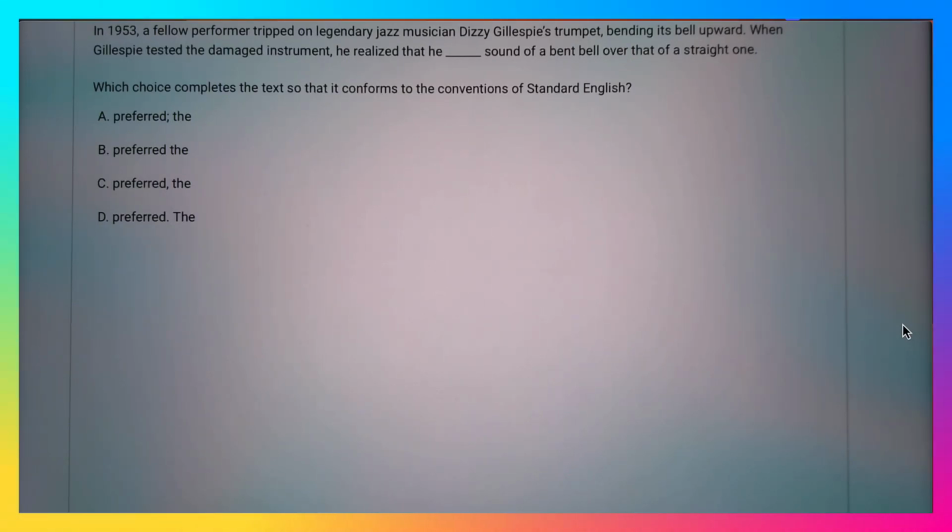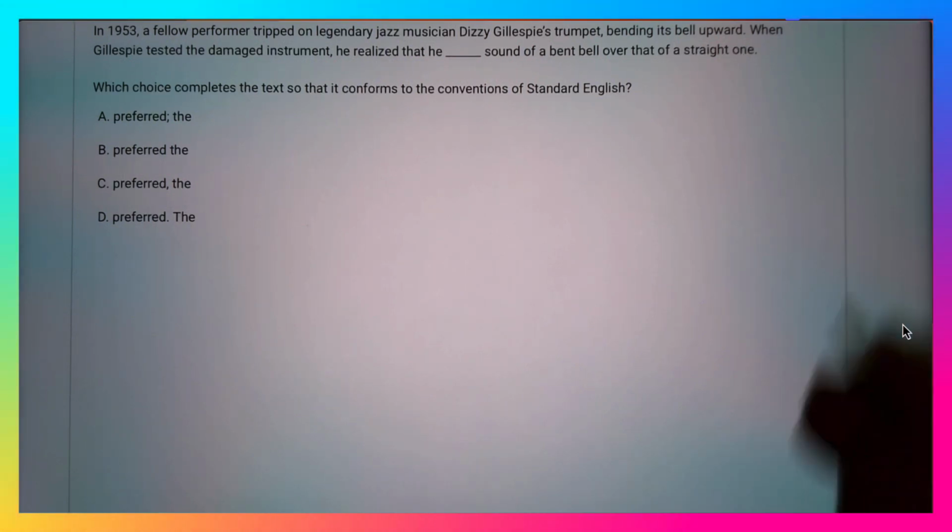So in 1953, a fellow performer tripped on legendary jazz musician Dizzy Gillespie's trumpet, bending each bell upward. When Gillespie tested the damaged instrument, he realized that he preferred the sound of a bent bell over that of a straight one.